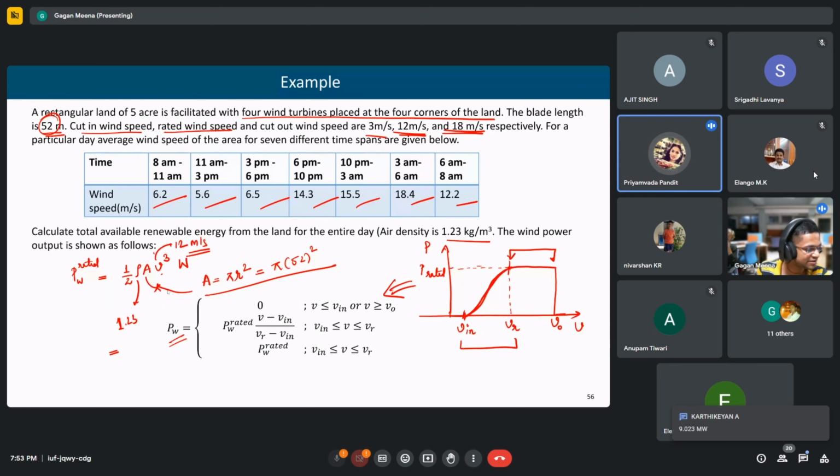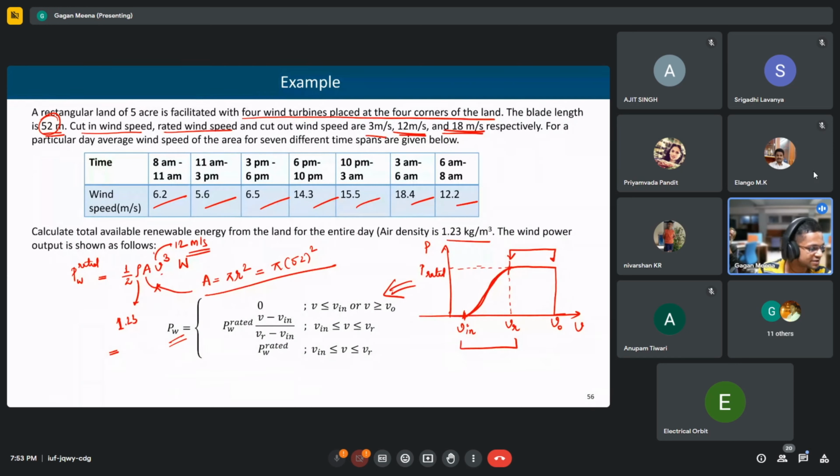Karthikeyan, yes, absolutely correct. 9.27 something. Karthikeyan has done it correctly. I don't know what mistakes you are making. Are you substituting all these values?